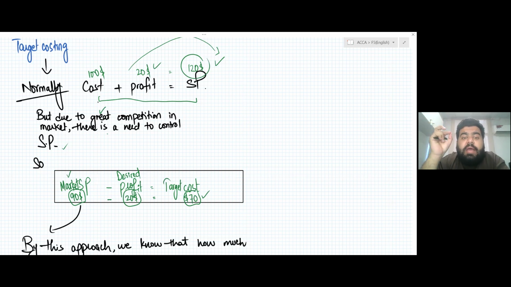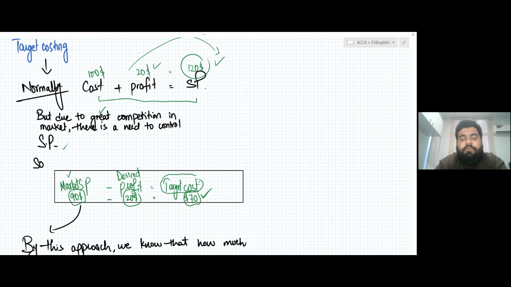The game is the market selling price. First see the selling price minus the desired profit, and then calculate the cost. This cost is your target cost that you have to achieve. It means you have to do your complete production and non-production cost within this target cost.